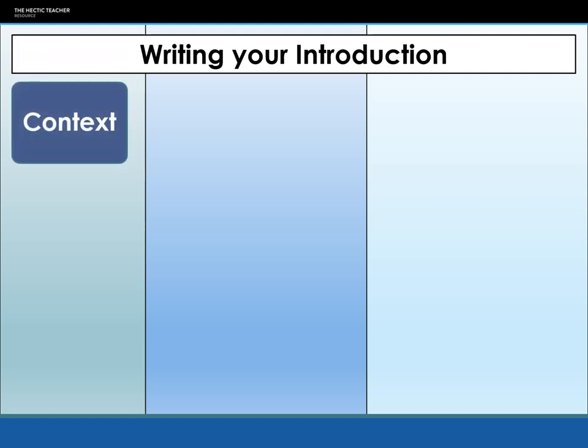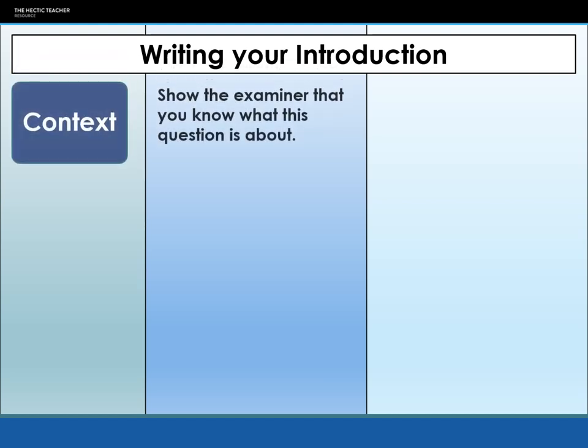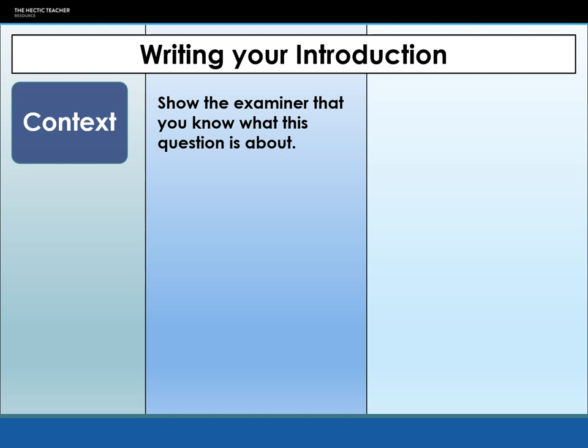So first of all, we've got our context. So we need to show the examiner we know what this question is about. And as we said earlier in the video, that means we need to define marketisation and privatisation. Okay, these are key sociological terms which a non-sociologist may not know. So you have to define those terms for the examiner to show you know what you're talking about.